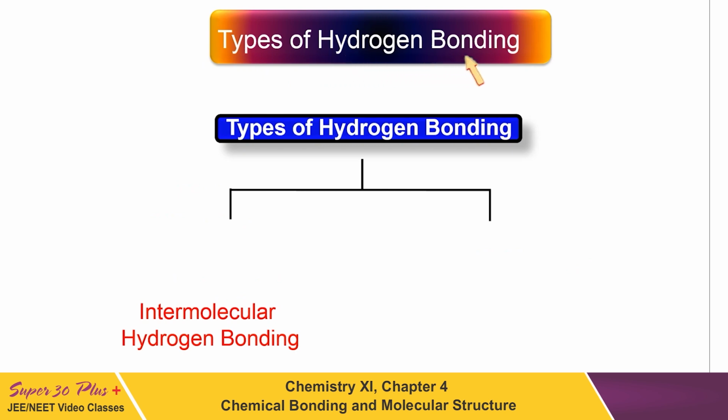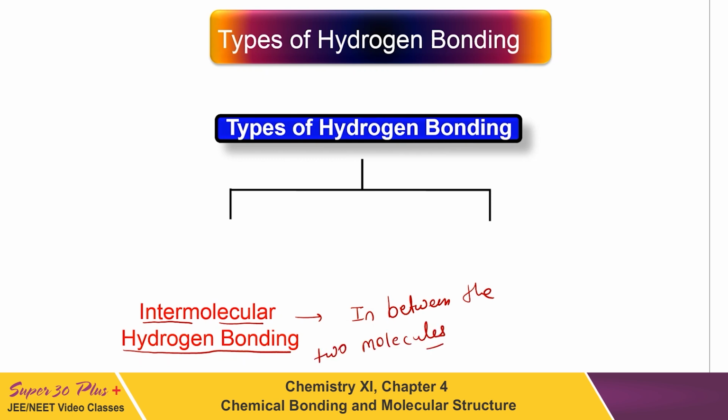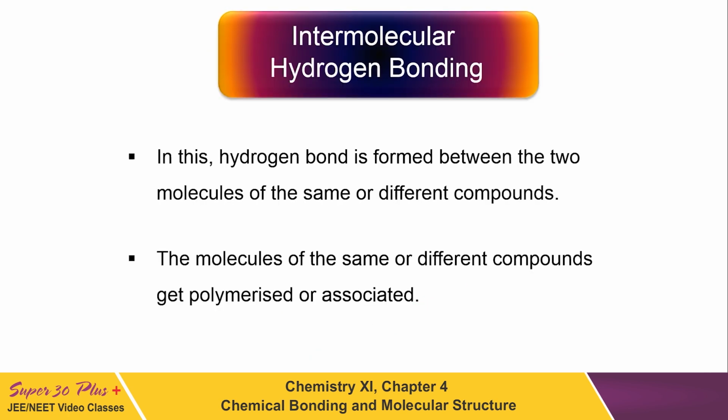Now, how many types of hydrogen bond do we know? What do you think? How many types of hydrogen bonds are there? So basically there are primarily two kinds of hydrogen bond. One is the intermolecular hydrogen bond. What do we mean by intermolecular? Intermolecular means in between the molecules, precisely in between two molecules. They might be of similar type or of different type. According to that, they are of two types, homo and hetero, which we shall discuss later.